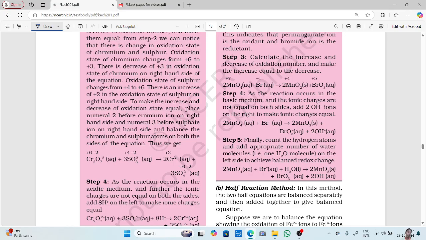Now similarly, how do we calculate the numbers? Here you have 2 chromium, here you have 1 chromium.